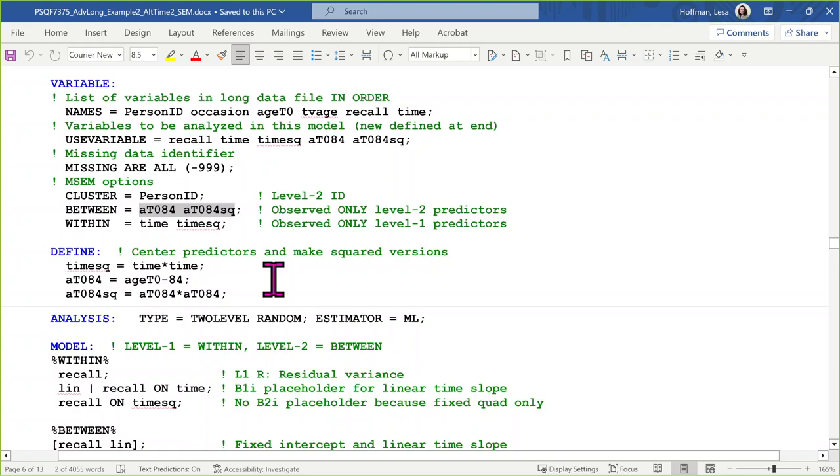You also defined them, you created the predictors with centering, and then you also put them in the use variable.